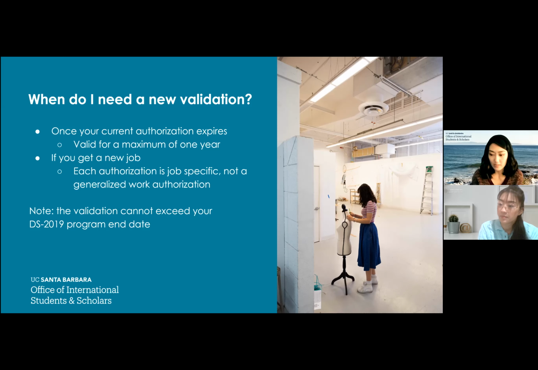Once you get the authorization, it sounds as though, okay, I'm free to work on campus anywhere in any capacity. That's not true. You would need to apply for an authorization per job. Another thing to note is that the validation cannot exceed your DS 2019 program end date. So if your DS 2019 ends on December 18th, 2020, which is the end of fall quarter, then your work validation would never exceed that date for on-campus employment.